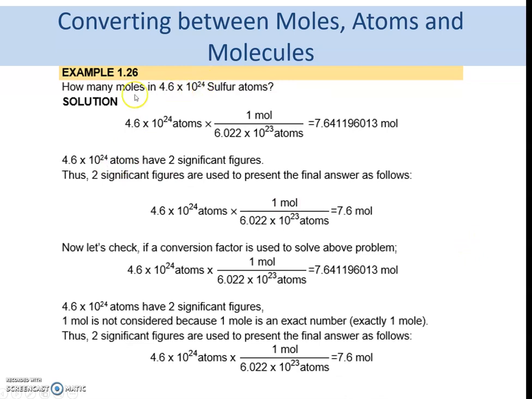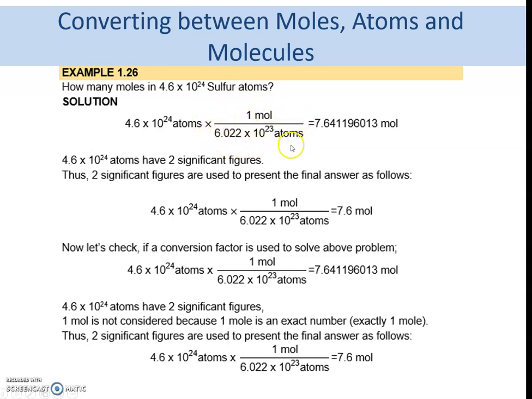So let's look into this one. How many moles in 4.6 times 10 to the power of 24 sulfur atoms? So our targeted or our desired unit is mole. So this is the measured number, 4.6 times 10 to the power of 24 atoms, multiply to 1 mole over 6.022 times 10 to the power of 23 atoms. This is a conversion factor.